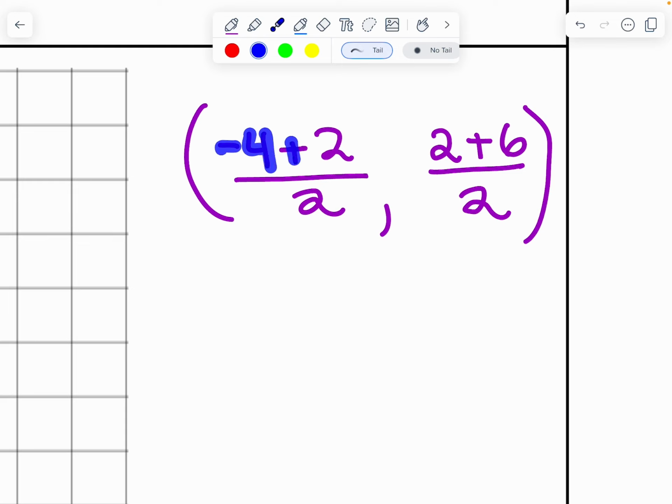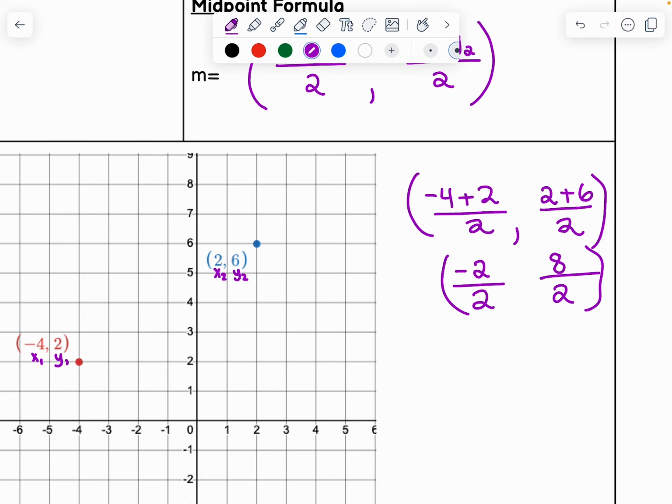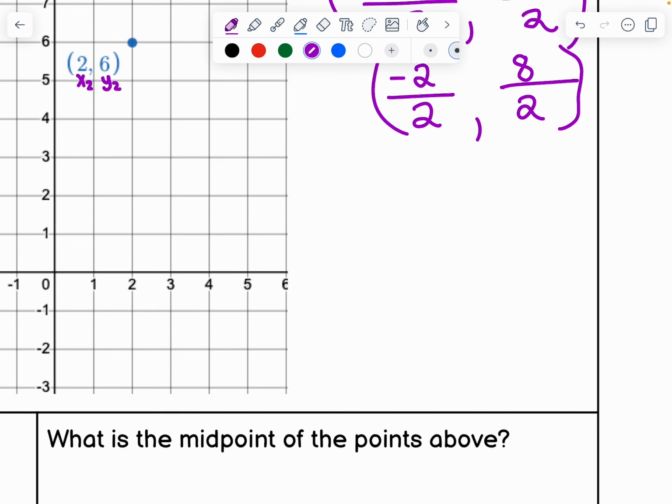What is -4 plus 2? That would be -2. -2 over 2, and we have 2 plus 6. 2 plus 6 is 8 over 2. And so now let's crunch these numbers even further. What is -2 divided by 2? That would be -1. And 8 divided by 2 is 4.